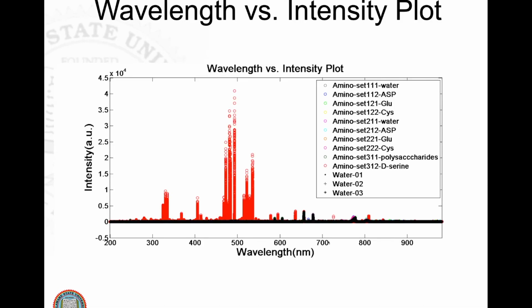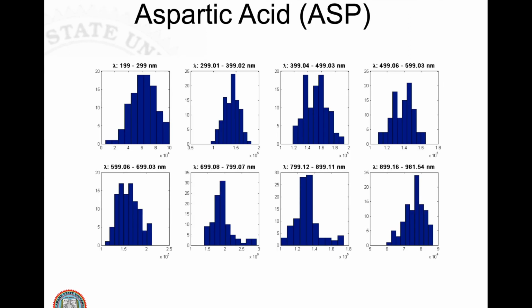And so this is an example plot from LIBS spectra. On the horizontal axis, we have wavelength in nanometers, and these are the spectral returns. And on the vertical axis, we have the spectral intensity in atomic units. And on this plot, we superimpose the different compounds. We have water, D-serine, polysaccharide, cysteine, glutamine, etc. And one of the things you see is that for the most part, they overlap one another. But at certain wavelengths, you see the spectral lines are a little bit different, which distinguishes them from one another. And so they're not very different from one another.